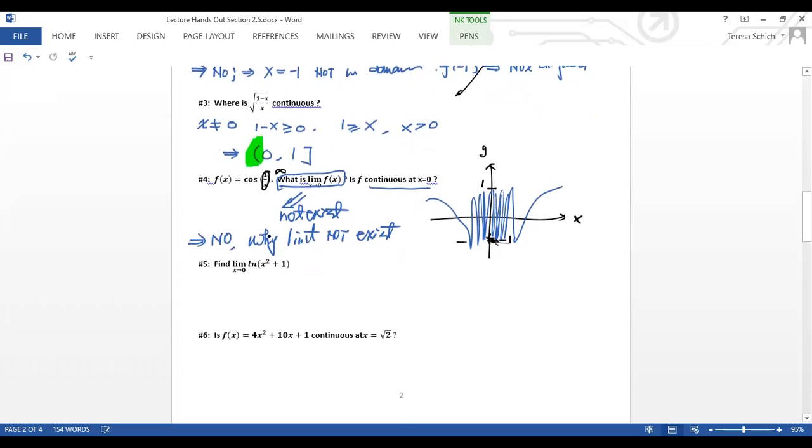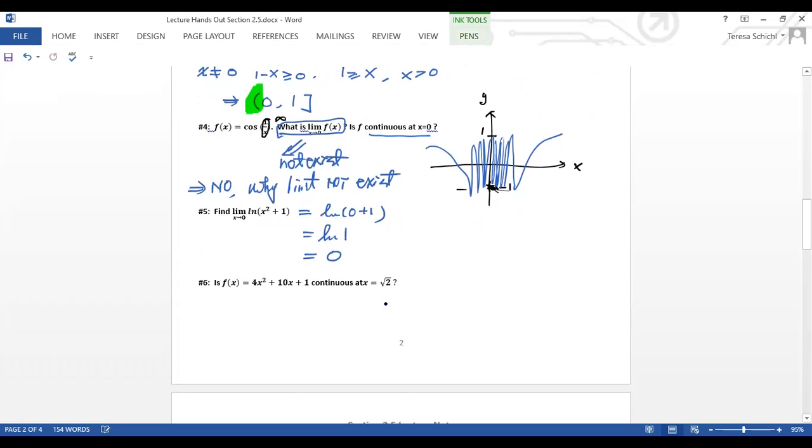Okay, so now let's take a look. We said, find the limit of this as x approaches 0. First, you plug in the 0, so what do you have here? You will have the limit of the natural log of 0 plus 1. So it's natural log of 1. What is natural log of 1 here? Natural log of 1 is 0.